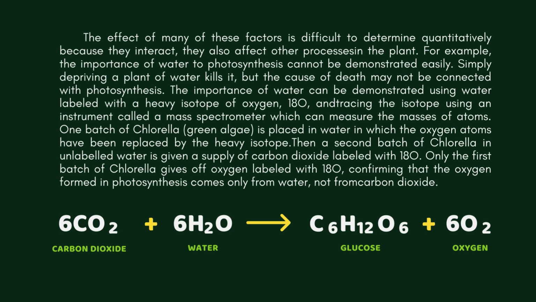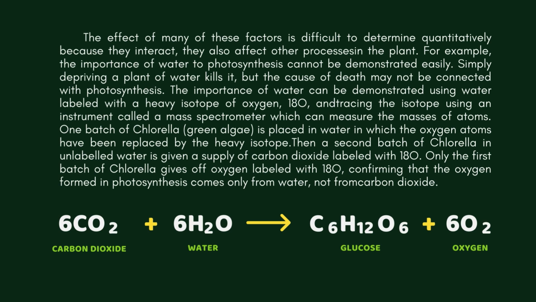The effect of many of these factors is difficult to determine quantitatively because they interact. They also affect other processes in the plant. For example, the importance of water to photosynthesis cannot be demonstrated easily. Simply depriving a plant of water kills it, but the cause of death may not be connected with photosynthesis.